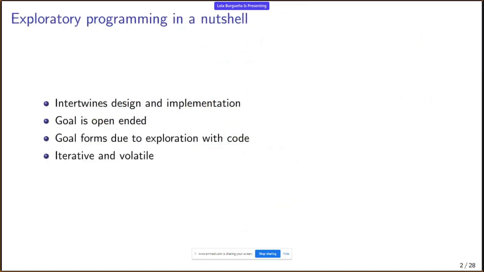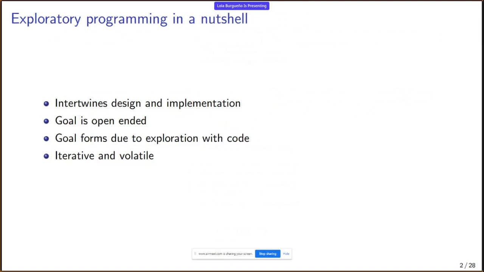So what is exploratory programming? It's a programming style in which the goal we are working towards is not fully known yet. So by experimenting with code, this goal becomes more concrete. And this requires us to maybe try out many different versions. So it's a volatile style of development.